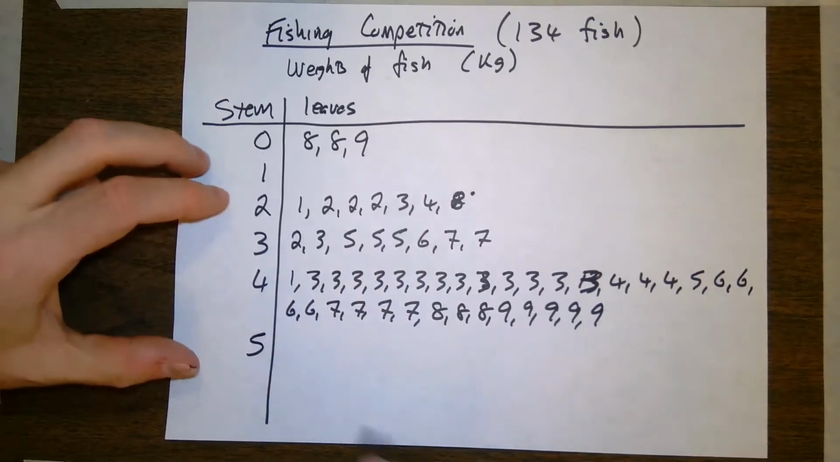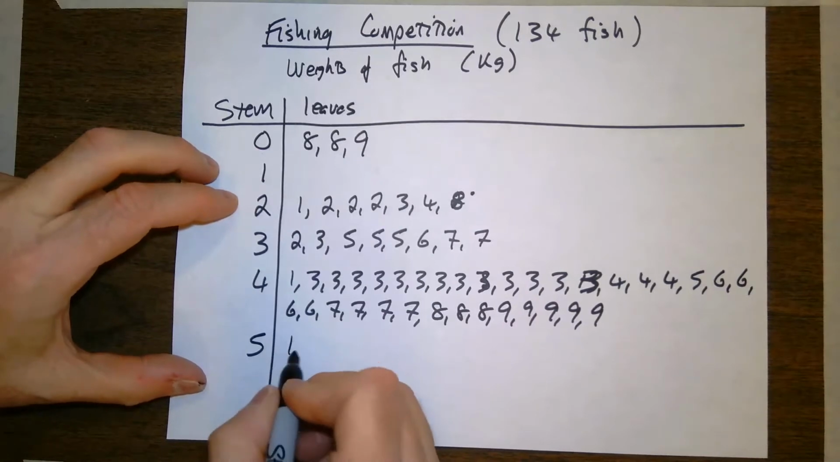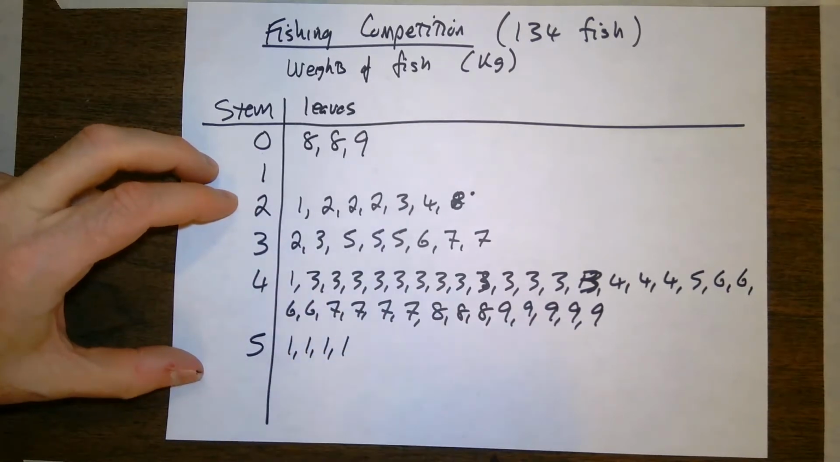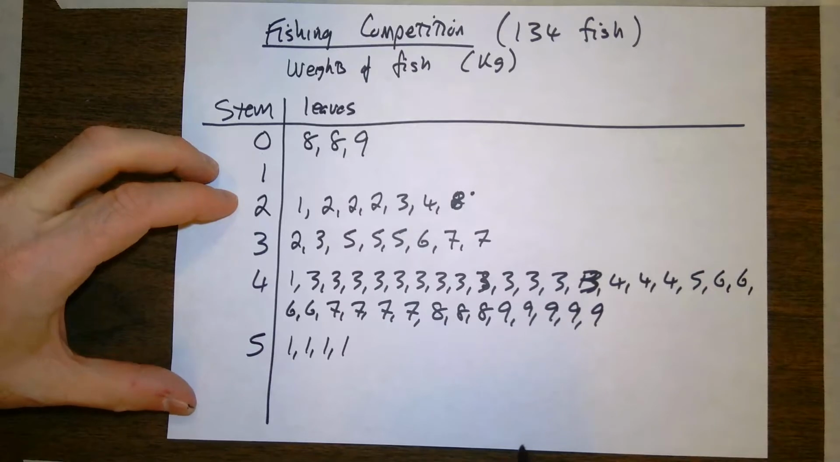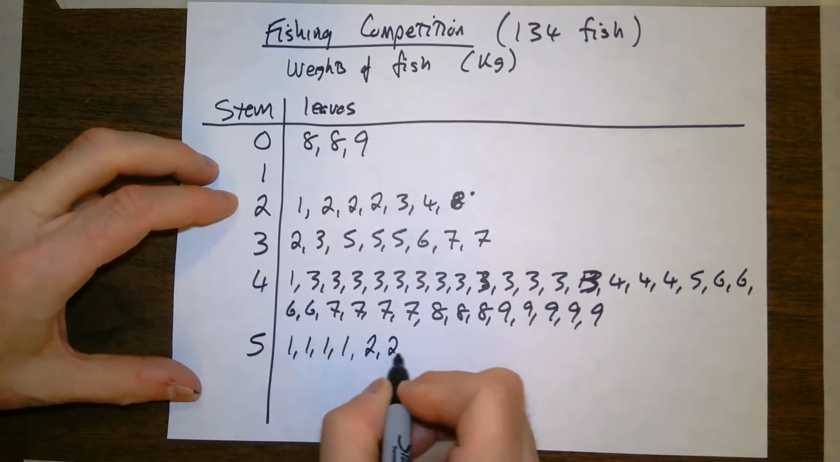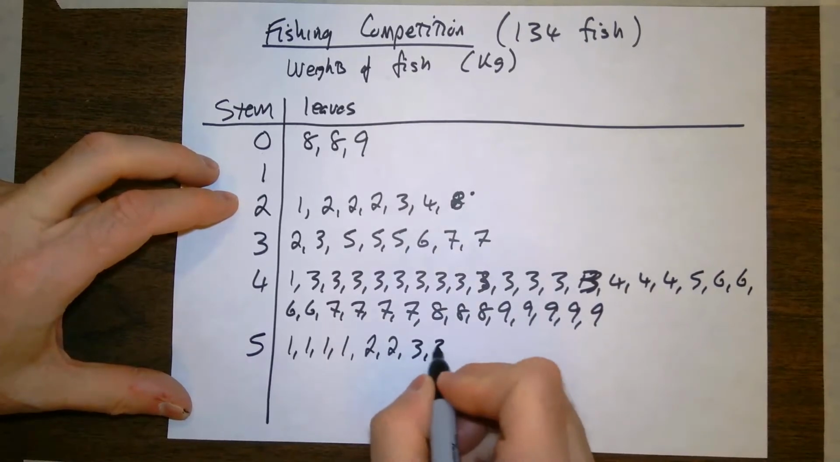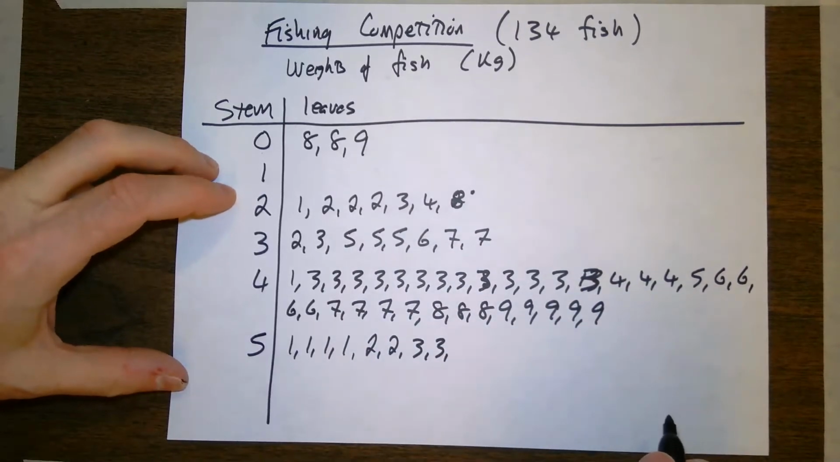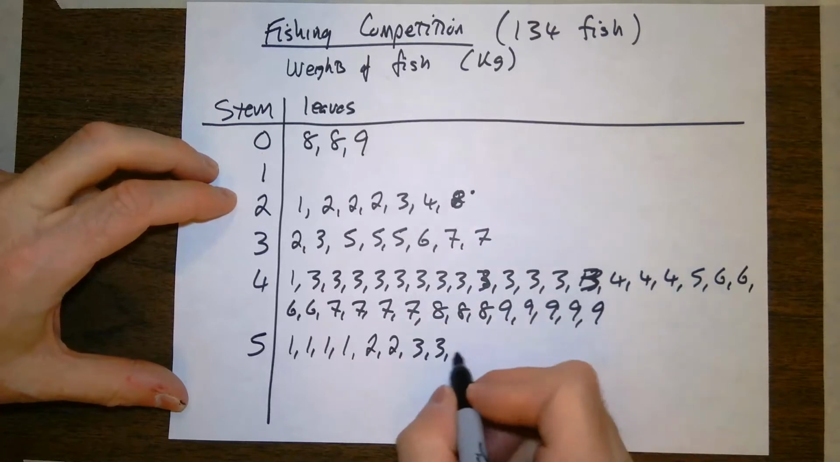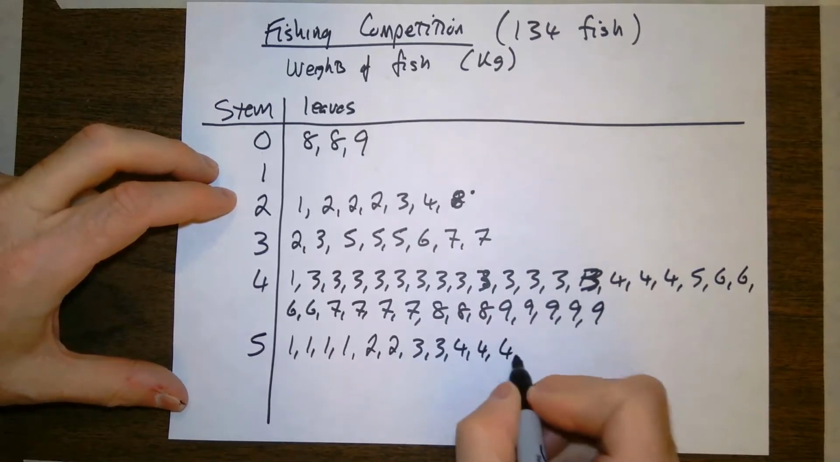There's 4 of them that weighed 51. 1, 2, 3, 4. 2 of them weighed 52. 1, 2. There's 2 of them that weighed 53. 1, 2. There's 4 of them that weighed 54. 1, 2, 3, 4.